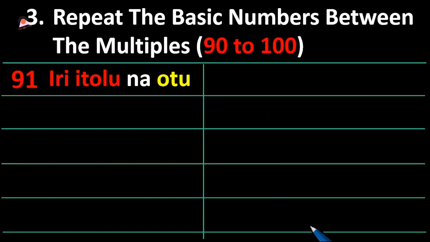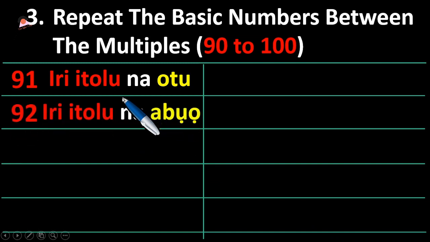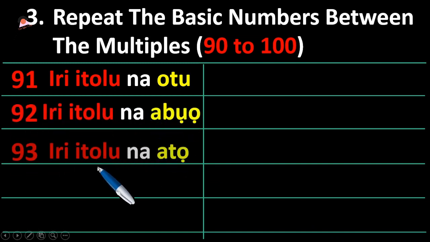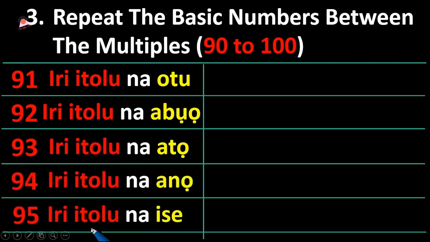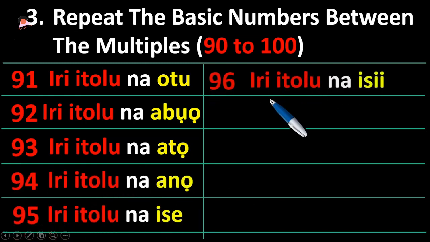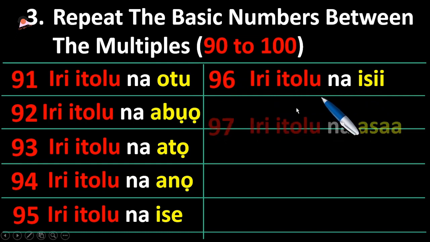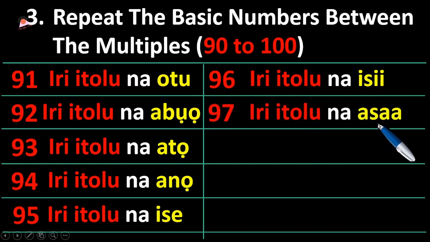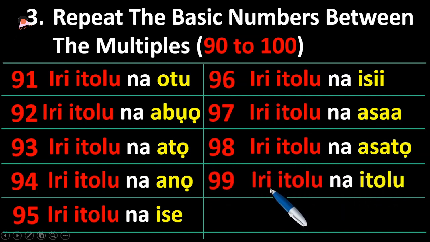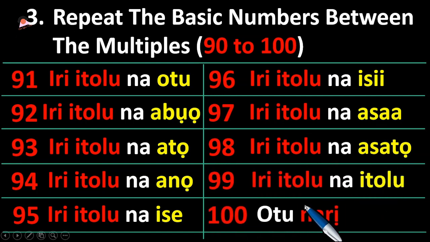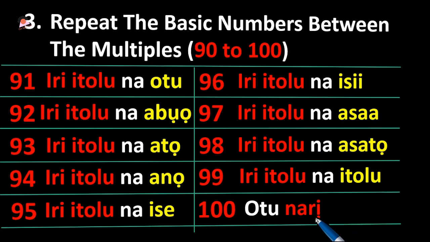Can we repeat it again quickly? 91, iri itolu na otu. 92, iri itolu na abua. 93, iri itolu na ato. 94, iri itolu na ano. 95, iri itolu na ise. 96, iri itolu na isi. 97, iri itolu na asa. 98, iri itolu na asato. 99, iri itolu na itolu. Then 100, otu nari. Move on from here.